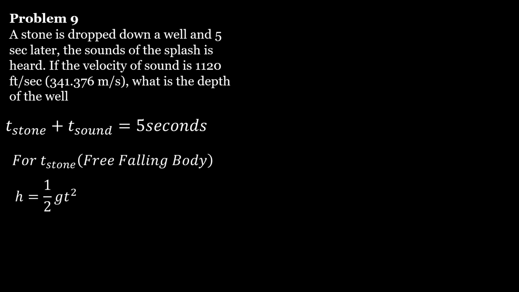Our second kinematic equation is h equals 1/2 gt squared. Originally, this formula is y equals v0t plus 1/2 gt squared. But since the initial velocity here is 0, we cancel out v0t. That's why our formula is h equals 1/2 gt squared. And in order to calculate for the time, we transform it into t equals the square root of 2h over g.